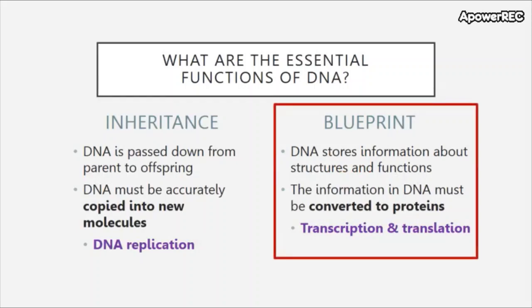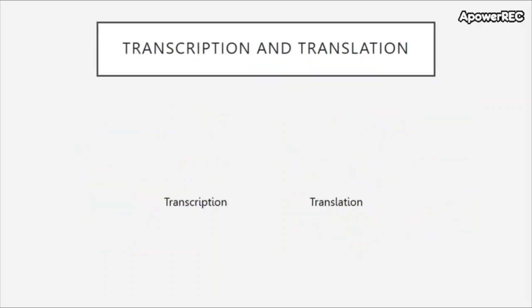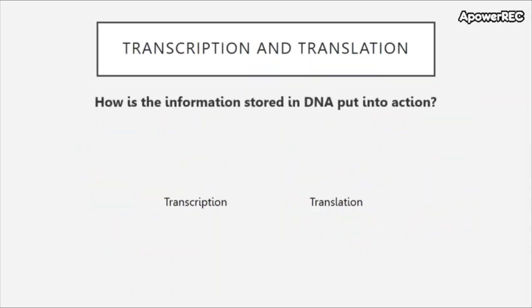Now, in the next section, we are going to discuss the blueprint. So DNA is a molecule that stores information. Specifically, it has information there for converting the DNA code into proteins. And this process is called transcription and translation. So we want to know how this information that's stored in DNA is put into action. And why do cells use this system at all?